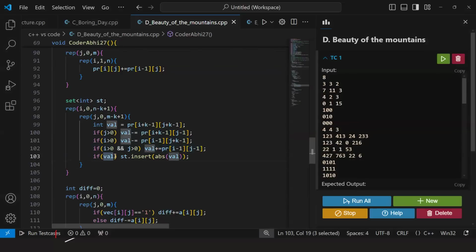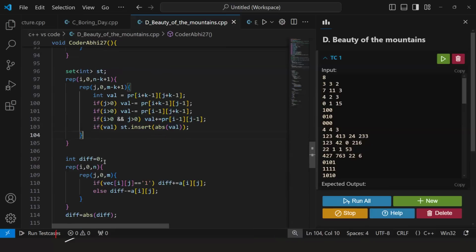Now, if this value is greater than 0, then only we'll insert it in the set. If the value we got is 0, so multiples of 0, it means we cannot change anything. So why do GCD with 0? It won't affect our answer. So if it is greater than 0, then only I'm inserting it into a set.